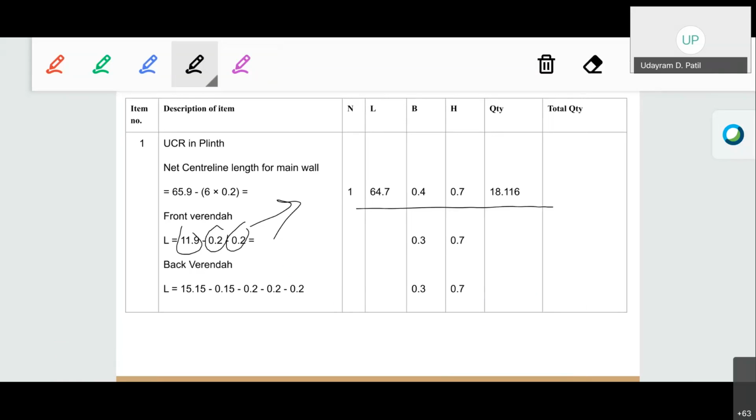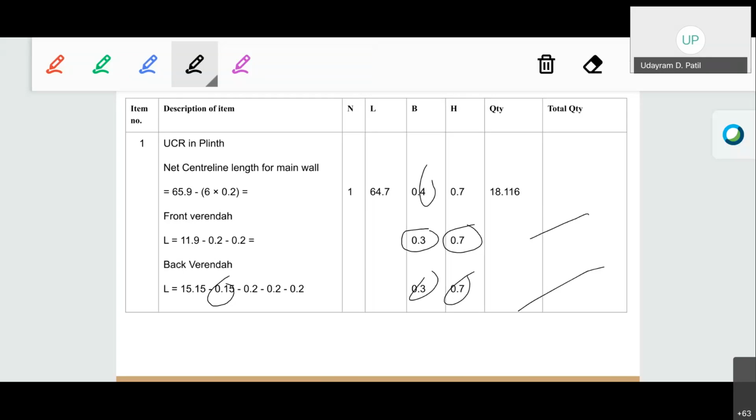The 0.4 meter width coincides, therefore deducting half of the 0.4 and 0.4. Again for the back veranda, three junctions are with the main wall, so again deducting 0.2, 0.2, 0.2 for those three junctions, and one is the T junction of the secondary wall, so deducting 0.15 for that. For the front veranda, the breadth of the item used in plinth is 0.3 and the height is 0.7, and for the back veranda, it is again the same. Calculate the total quantities of the particular item of work.